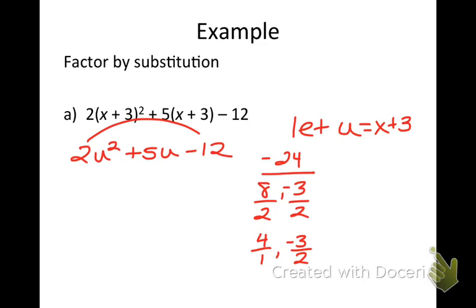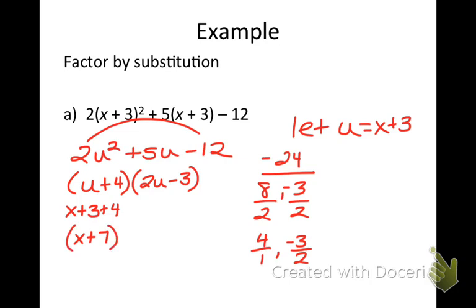So what are my two binomials going to be? Well, it's not x, it's going to be u plus 4 and 2u minus 3. Okay, but now I'm not done because I need to substitute my x plus 3 back into my u's. So instead of u, it should be x plus 3 plus 4. Well, is that easy to simplify? Sure. That goes to x plus 7. So there's my one binomial with the x in place.